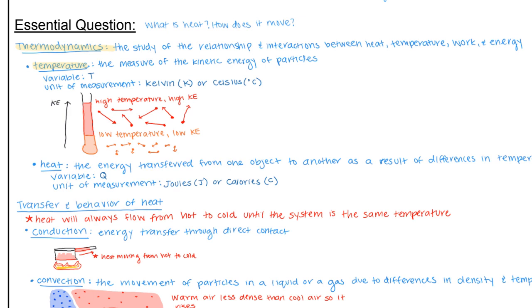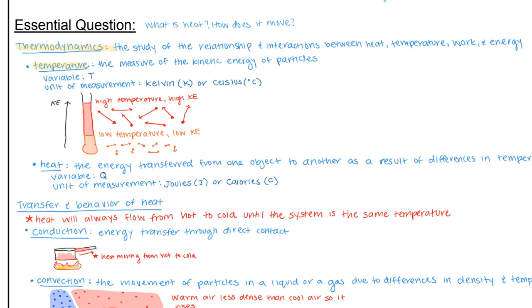Our variable for temperature is a capital T, so that should be somewhat easy to remember. Now, the typical unit of measurement we use in physics is called Kelvin. We use a capital K for Kelvin. But we do sometimes use Celsius as well, so I've included both on here. You all might be more familiar with Celsius, but Kelvin is our pretty standard unit of measurement for temperature.